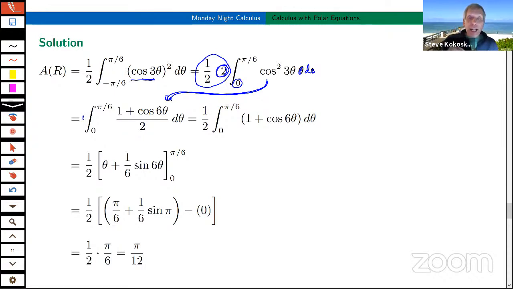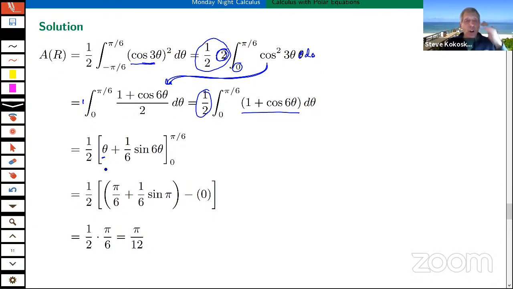Once I've got that, I brought the 1/2 out in front, and now I just integrate term by term. The integral of 1, of course, is theta. And there's a very easy substitution going on here, but I know we're all good at this. We're late into the course, and you can all see that just by looking at it. It's 1/6 times the sine of 6 theta.